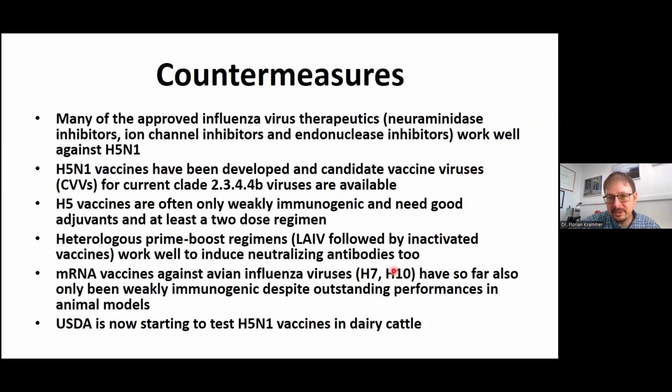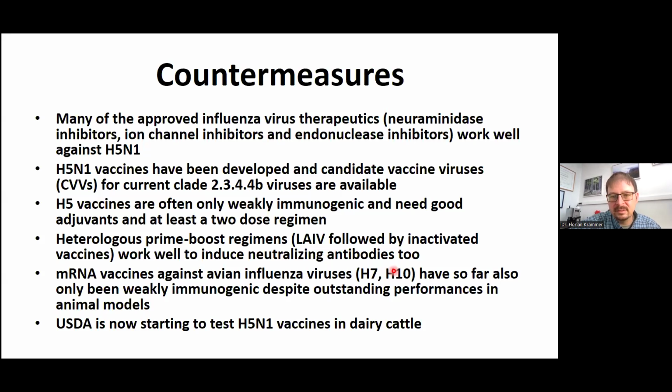There are a lot of countermeasures for H5N1 or influenza in general that exist. So the situation is very different than the situation early in 2020 with COVID-19. There's a lot of approved influenza virus therapeutics, neuraminidase inhibitors, ion channel inhibitors that are not used currently in clinical practice, but they're still available. And then also endonuclease inhibitors, and they also work well against H5N1. So we already have drugs to treat these infections.